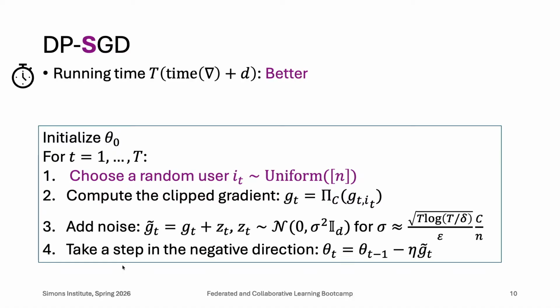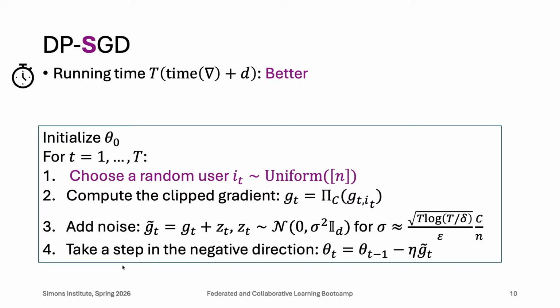Also, asterisk, it doesn't really have to be one user. It's okay if it's a few users, in which case you do what we call batch gradient descent. But in any case, the number of people you involve in every round is going to go into the time in every round. Good. So that's differentially private stochastic gradient descent.